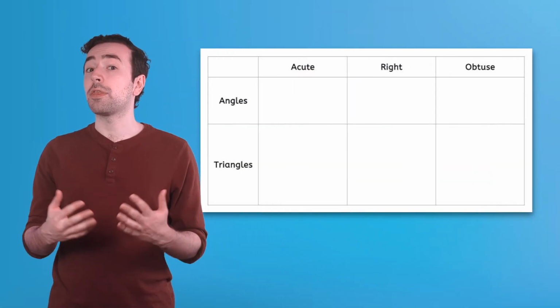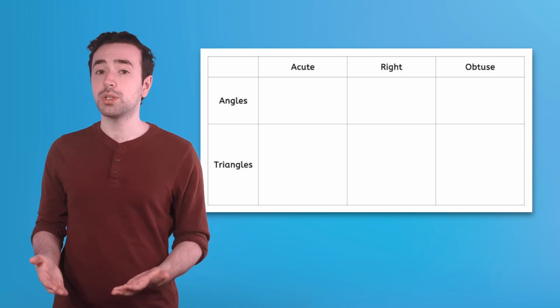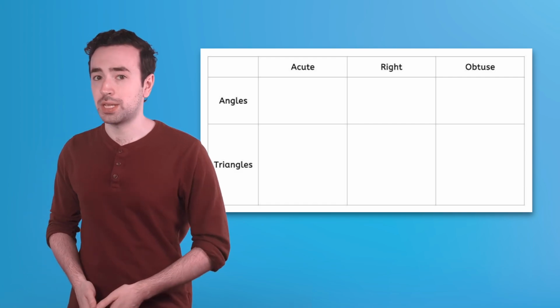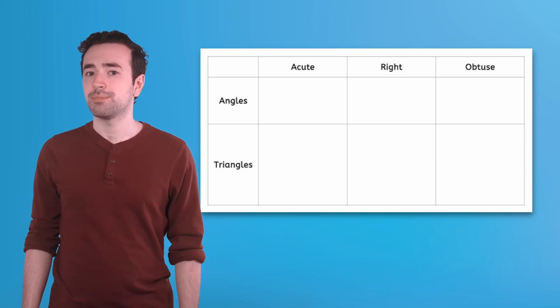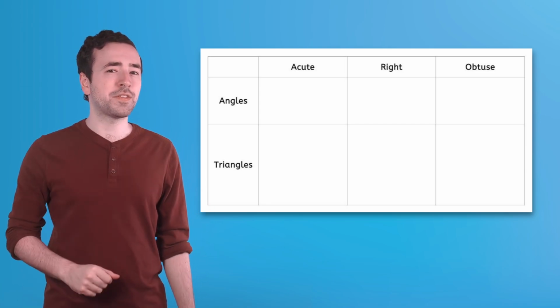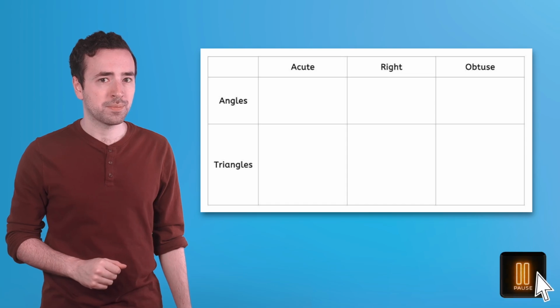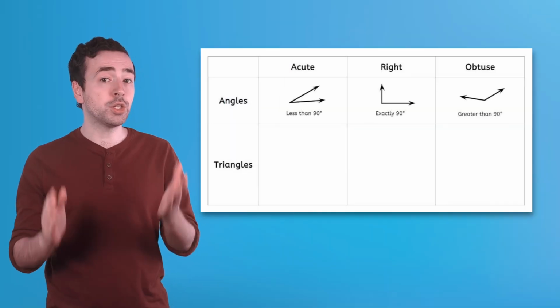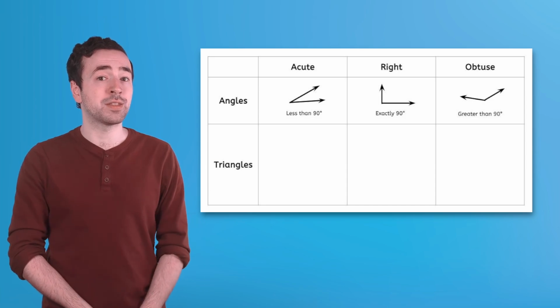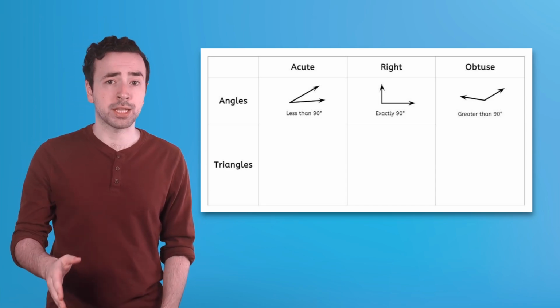Earlier, we learned about three types of angles: acute, right, and obtuse angles. Take a moment now and draw examples of these angles in your notes. In that same chart, write the definition for each angle type. Compare what you wrote down to how I filled in the chart. Pause the video if you need to make any changes.